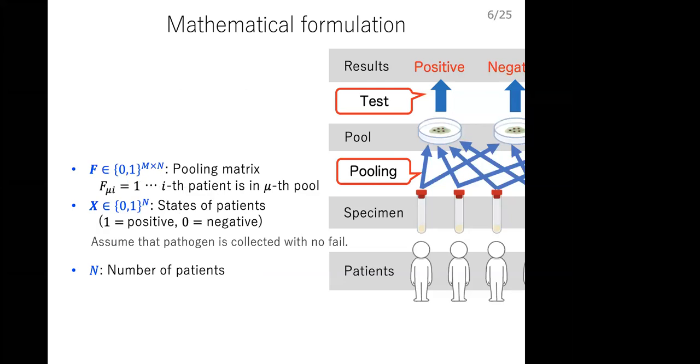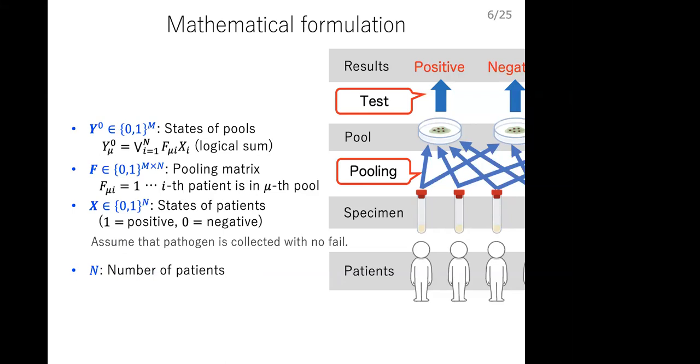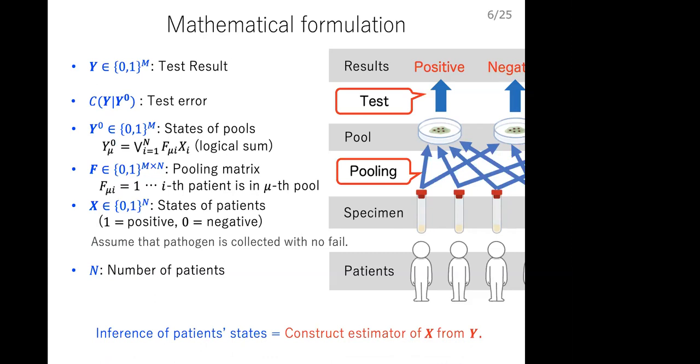The pooling of the specimen is specified by pooling matrix F, where F_μi equal to 1 means the ith patient is in the μth pool, and 0 means the patient is not in the pool. The true state of the pool is denoted by Y0, where it takes 1 if at least one infected patient is included in the pool. Mathematically, Y0 is given by the logical summation of the patients in the pool. We perform a test on the pool, and the test contains errors, and it is described by a function C, and the obtained test result is denoted by Y. And the problem is formulated as the construction of estimator X from the observation Y.